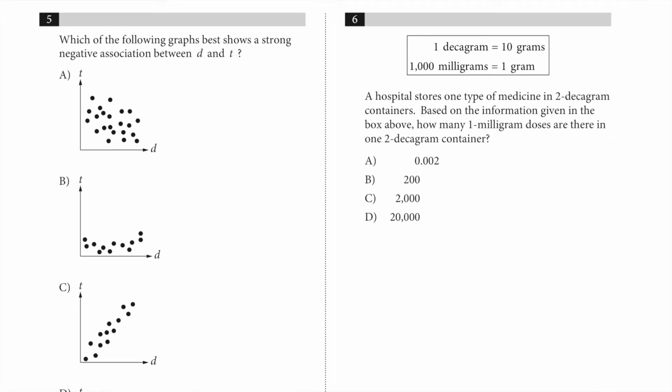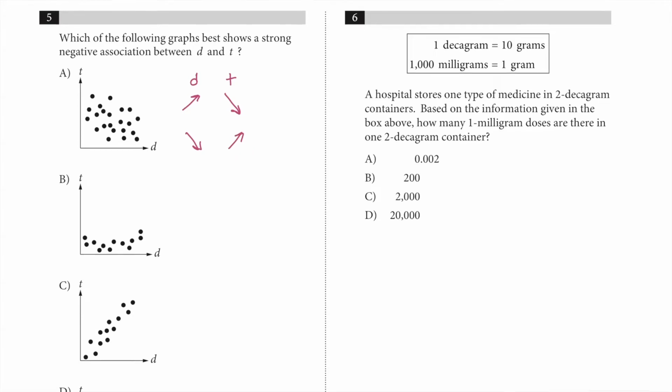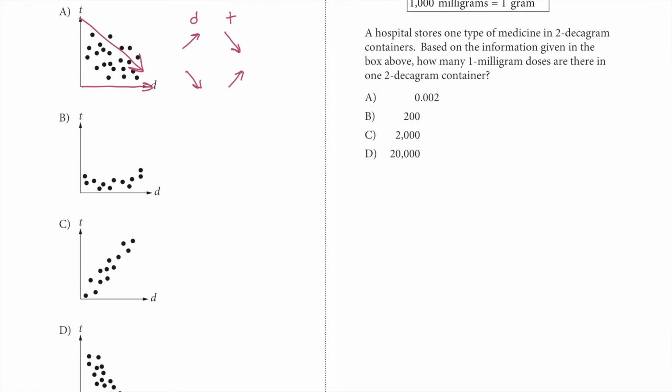Which of the following graphs best shows a strong negative association between D and T? So a negative association means as D increases, T decreases, or the other way around. As D decreases, T increases. So we can see at this first graph that as D gets bigger, T gets smaller. So that's a negative association.